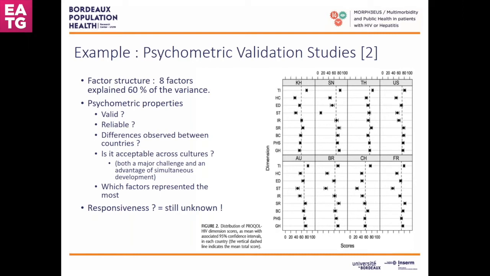The top left is the Khmer version, so in Cambodia, Senegal, Thailand, the US, Australia, Brazil, China, and France. And so you see some differences between Australia and Cambodia, and between China and Thailand quite easily. And you see that some of the dimensions are more marked in Senegal, where during this study some of the participants weren't necessarily on treatment, and a fair amount of them were stage C.